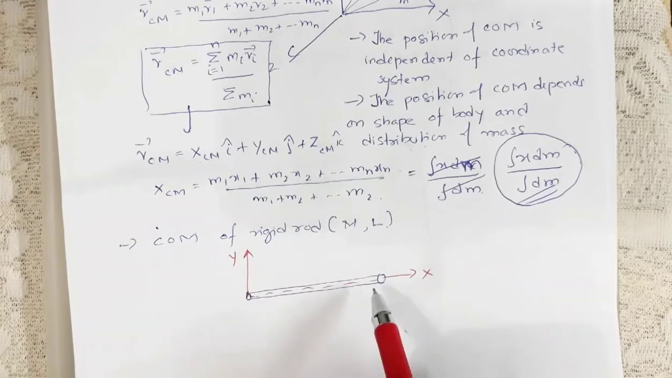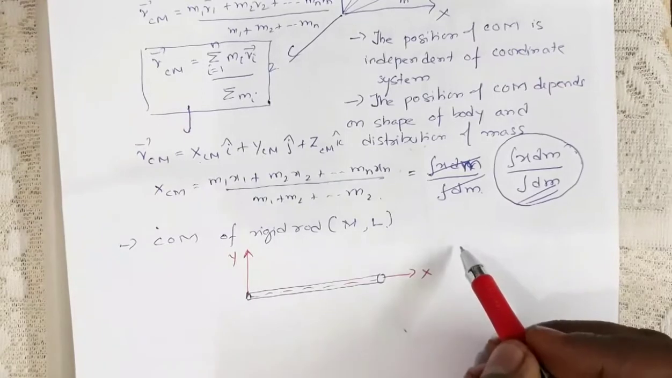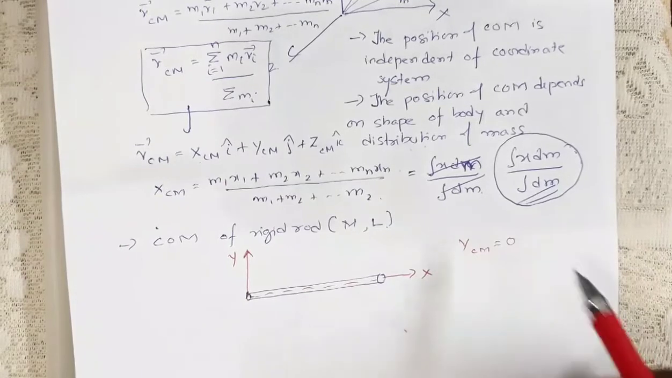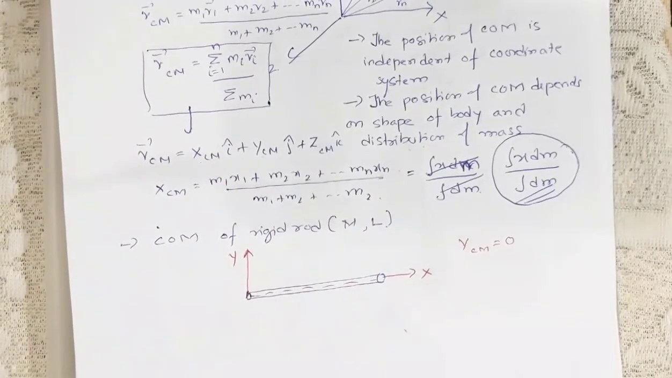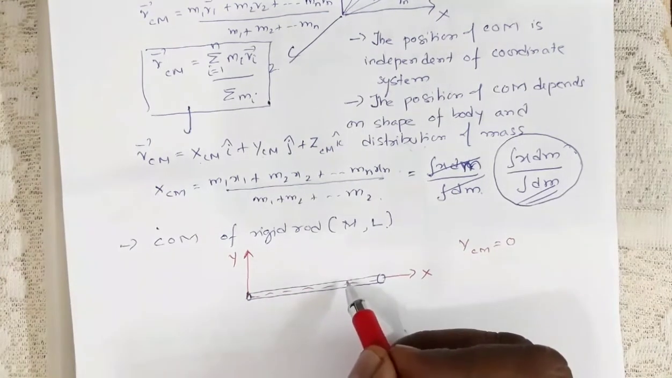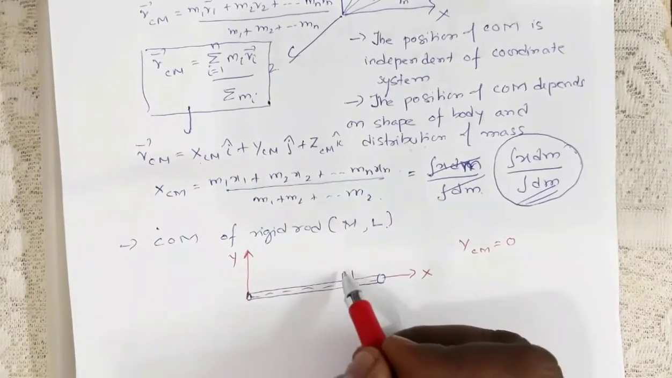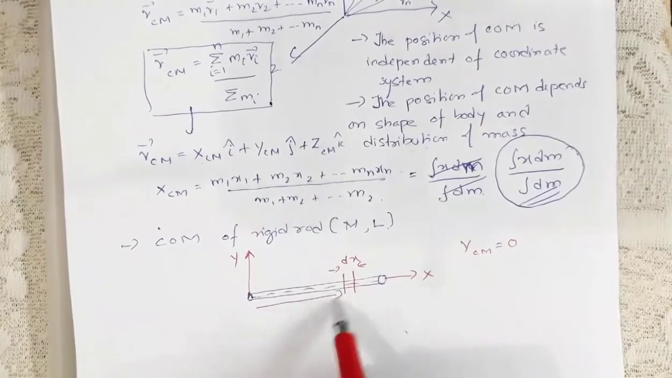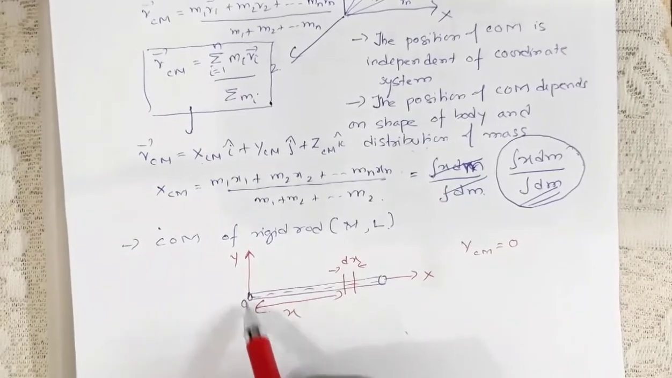So obviously the center of mass will lie on the rod, and the rod is along the x-axis. So that means the y coordinate of the center of mass must be 0. Now our goal is to calculate the x coordinate of the center of mass. So let's see how we will do it. Take one small element of length dx. It is at a distance x from the origin. This is the origin.